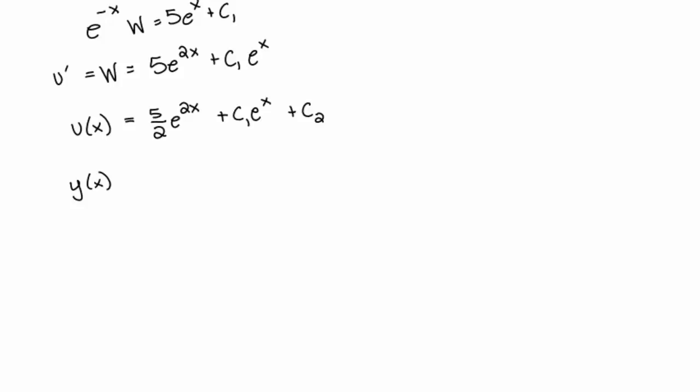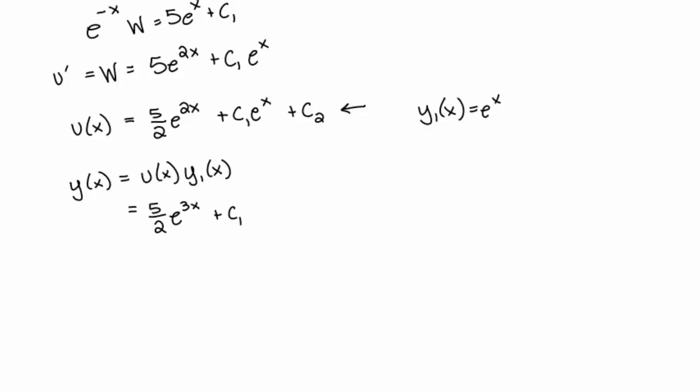So your really full solution is equal to u of x times y1 of x. And if you take a look at this, u of x is, again, this stuff here. And y sub 1, if you recall, is e to the x. So if I multiply all that stuff by e to the x, I get the following. 5 halves e to the 3x plus c1 e to the 2x plus c2 e to the x.